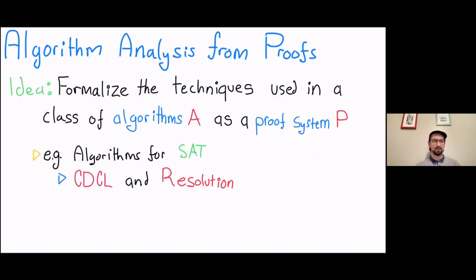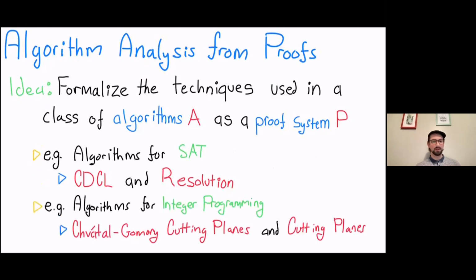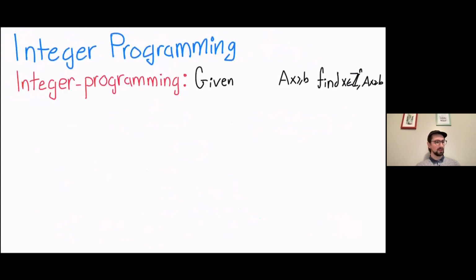Okay, so standard examples are the CDCL SAT solvers. These can all be formalized by the resolution proof system. Then there's algorithms for integer programming. The classical Chvátal-Gomory cutting planes algorithm corresponds to the cutting planes proof system. There are also lots more examples here, like the duality between Sherali-Adams and this broad family of linear programs, and the same for sum of squares in the Lasserre hierarchy. But we're going to be focusing on integer programming in this talk.